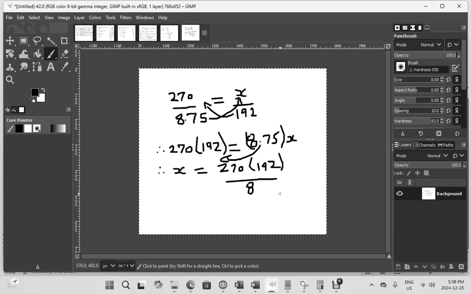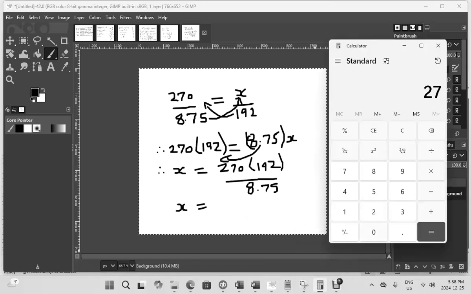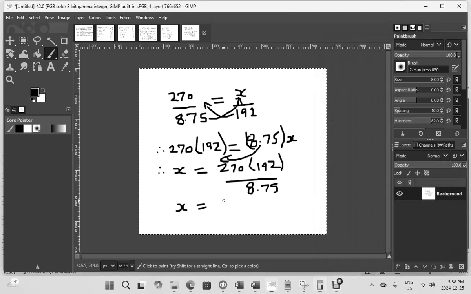So when you're trying to solve for x, this will be 270 times 192, divided by 8.75. Excuse me. So that will be 5,924.57. And if you round it off, this will be 5,925.